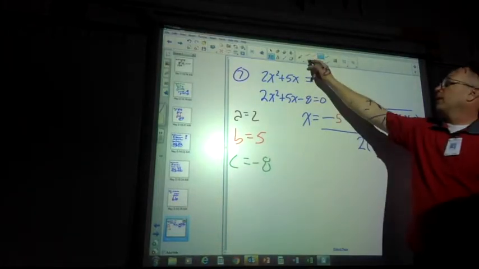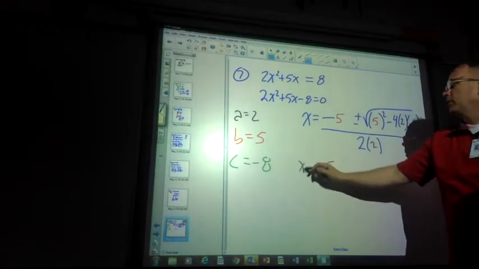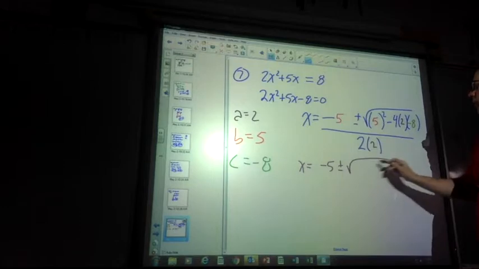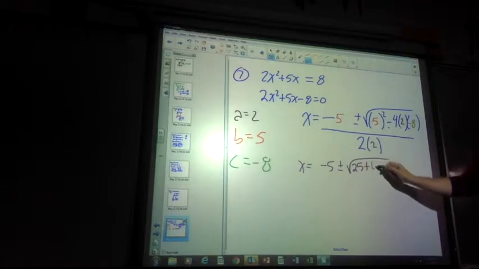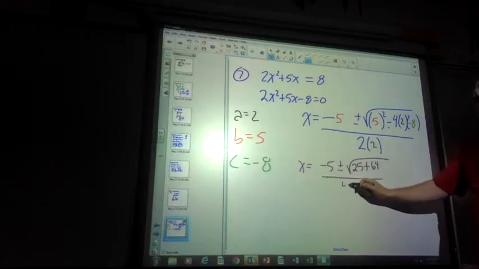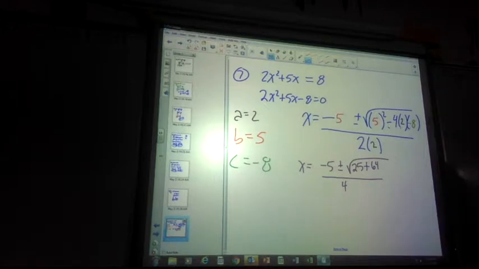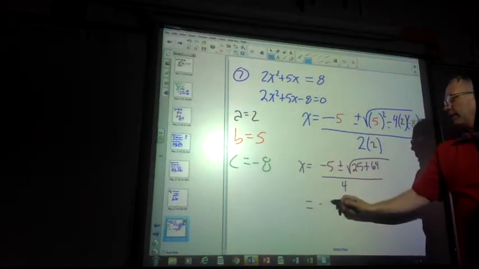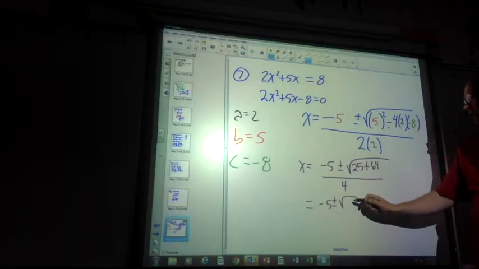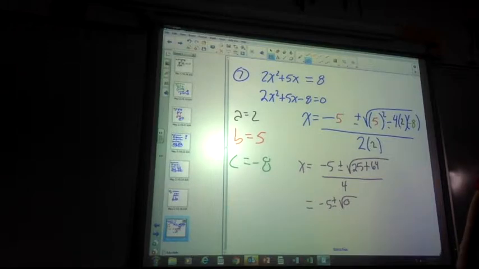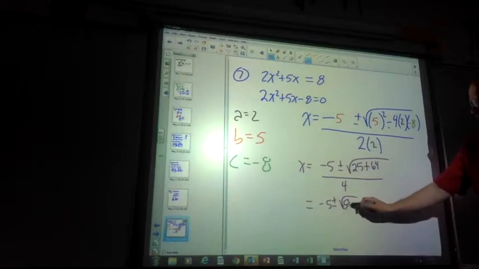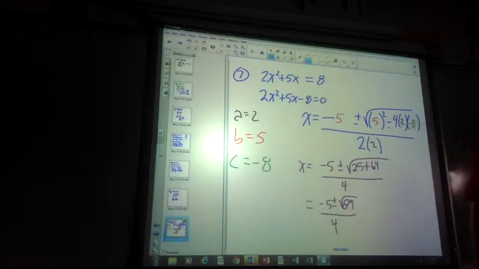Alright, so let's start working this out. So I get -5, still x equals still, plus or minus 5 squared to 25. -4 times 2 is -8. -8 times -8 is? 64. Positive 64. Do you see the sign change? All over 4. Agree? It's still equal to x, so I get -5 plus or minus the square root. I think that's 91. Is it? What is it? 89? 89 over 4. Does 89 break down?